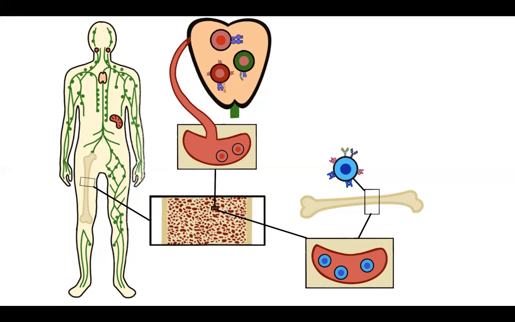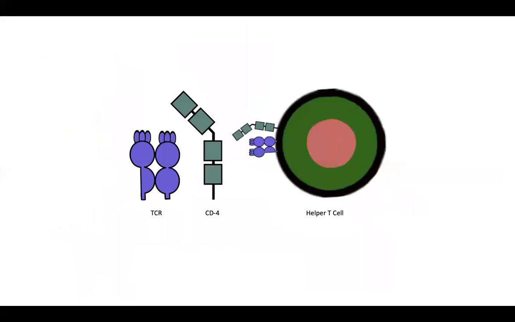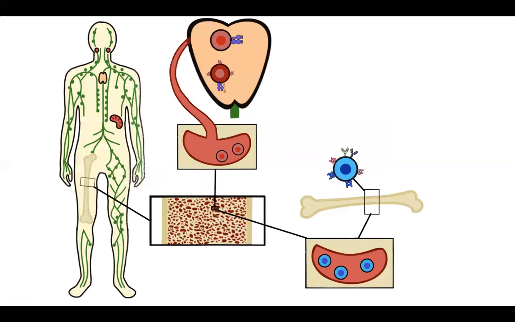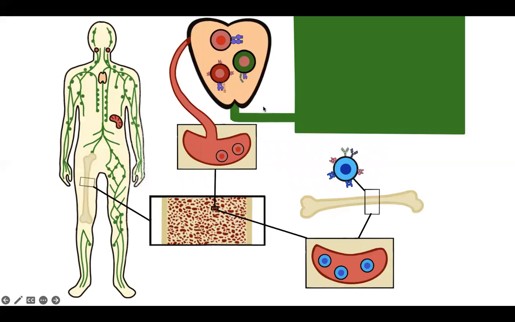Once the T cell has been differentiated, approved and matured, it will leave the thymus and then travel outside to secondary lymphoid organs. Just to give you another view of this, this is where we've got our CD4 molecule. This is our TCR, which will bind to the antigen, and this is our helper T cell. As I previously mentioned, once the T cell is matured in the thymus, it'll leave and go to the secondary lymphoid organs.